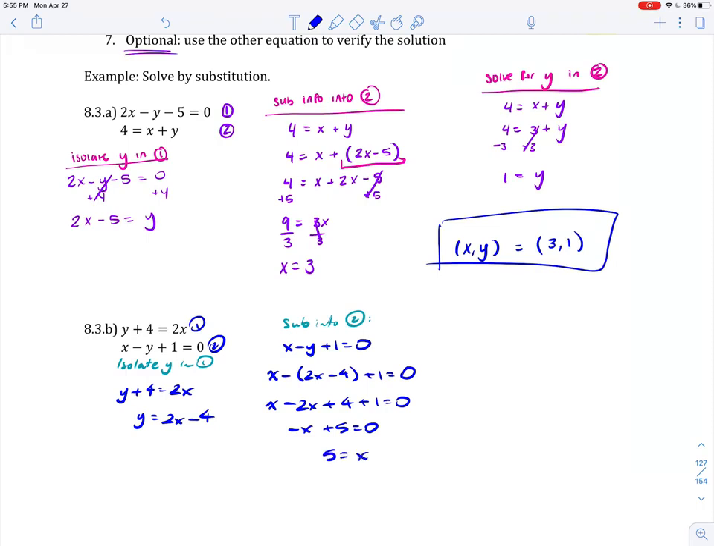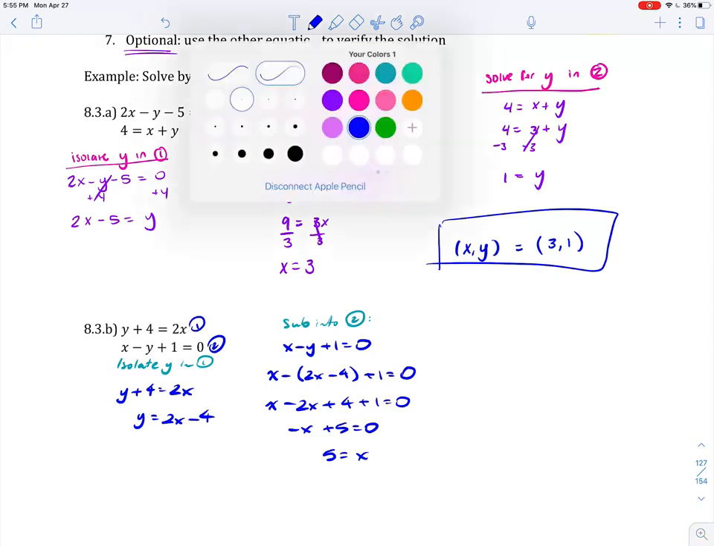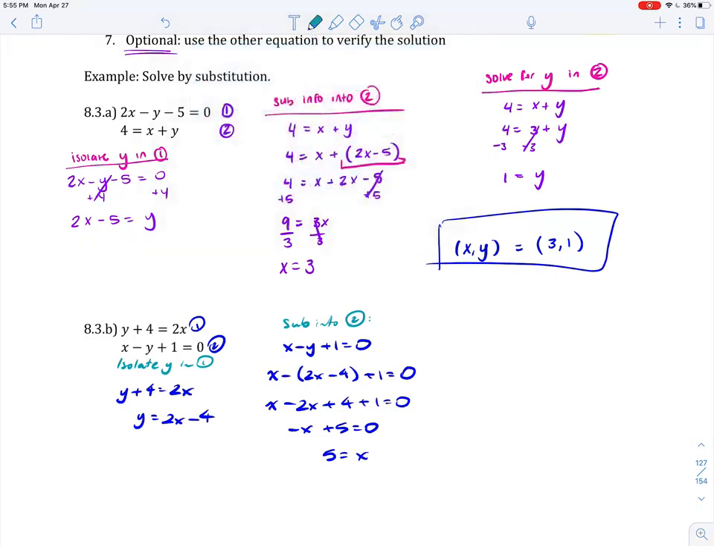Let me just quickly collect like terms. Negative x plus 5 is 0. Adding x to both sides. Shabam! I have my value of x.